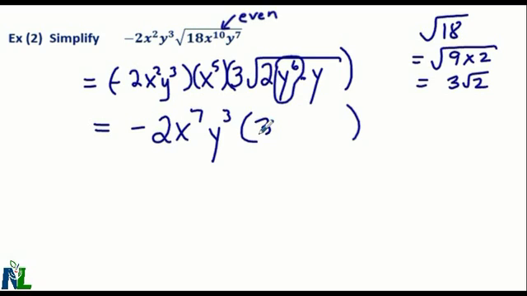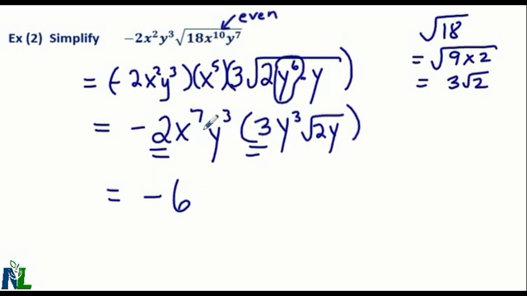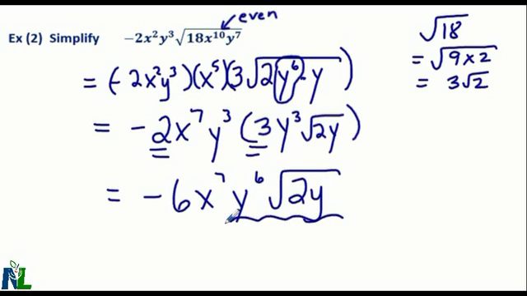I still have my 3. Y to the power 6, when I take the square root, is y to the power 3. And inside my radical, I've got a 2 and a y. Now, these numbers here can get multiplied. So that gives me negative 6. I have x to the power of 7, y 3 and y 3, so that's going to be y to the power 6. And right here now, I have 2y left underneath my root sign, and that's my final answer.